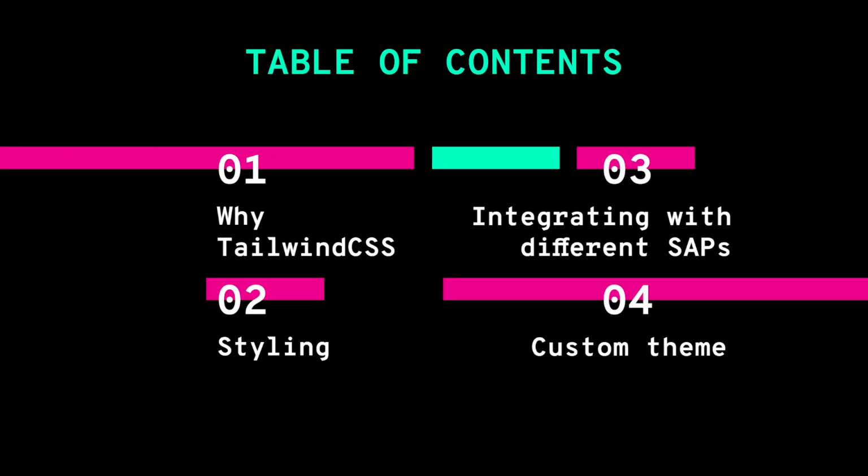So in this course, we'll see why Tailwind CSS is different from other solutions. Also, we'll see how we can style with the built-in utility classes, how we can integrate Tailwind CSS with popular single page applications, libraries, and frameworks. And also, in the end, you want to be able not just to use the built-in classes of Tailwind, but to build your own theme using Tailwind CSS.